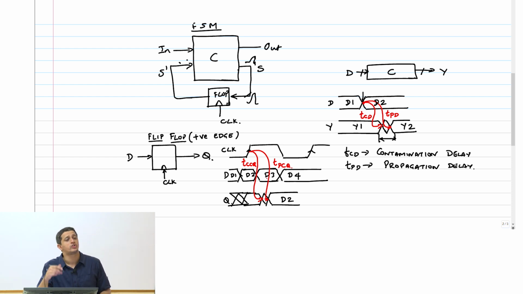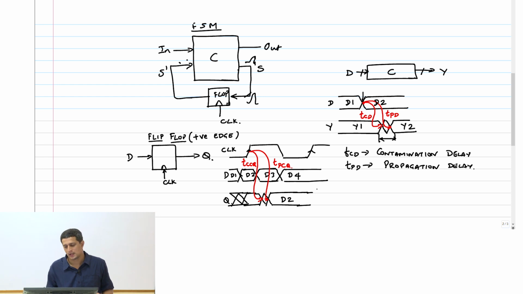Now what happens to this change to D3 in between? What will happen? Nothing. It should ignore, right? So this is a very important point. The change even at the negative edge, there should be nothing that goes through, right? So D2 should be captured all through.